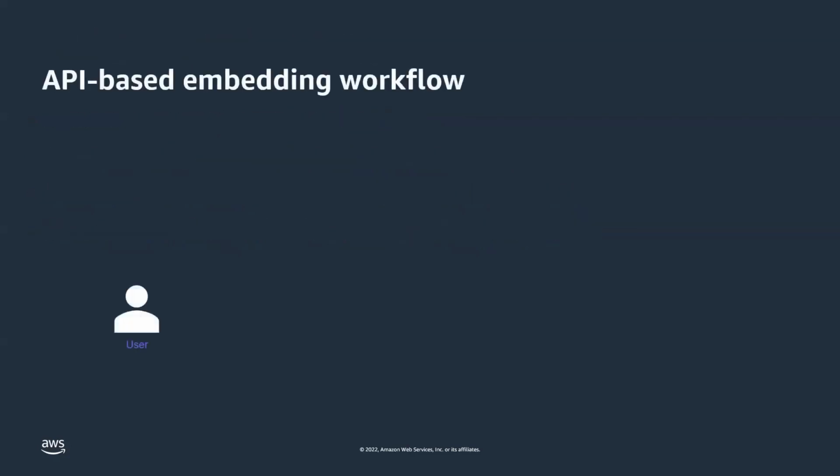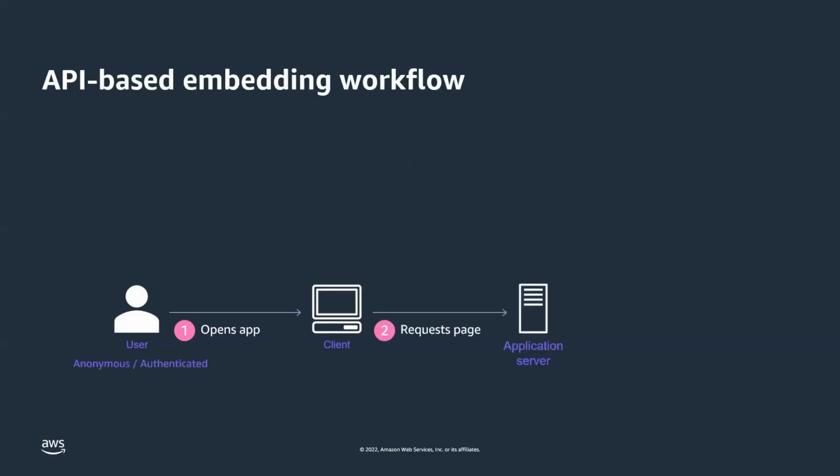let's look into the end-to-end workflow to understand the communication between the components involved in making this possible. First, the user opens the web page or the application on a client device. The client application requests a page from the application server running in the backend. At this point, the application server communicates with the services it depends on in order to build that page.